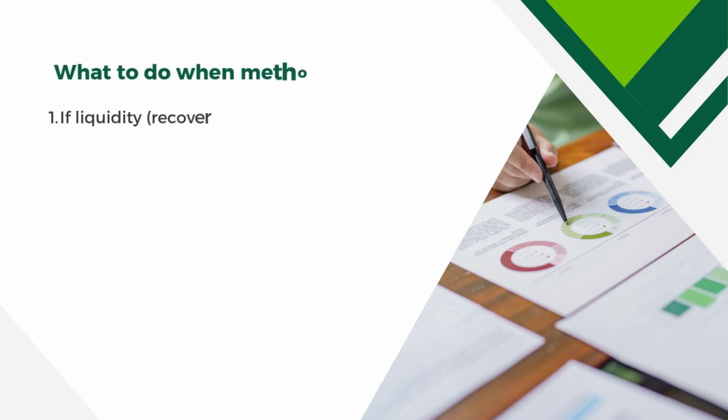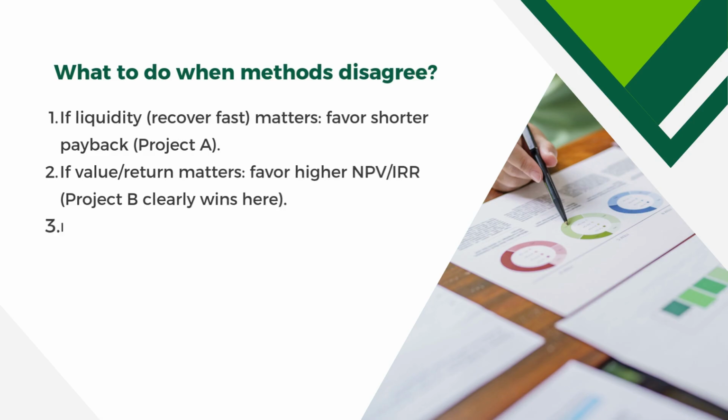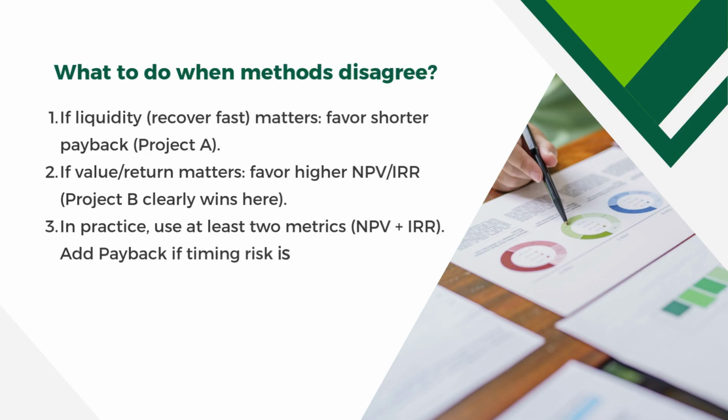What to do when methods disagree. If liquidity, recovering fast, matters, favor shorter payback: Project A. If value return matters, favor higher NPV and IRR: Project B clearly wins here. In practice, use at least two metrics, NPV plus IRR. Add payback if timing risk is critical.